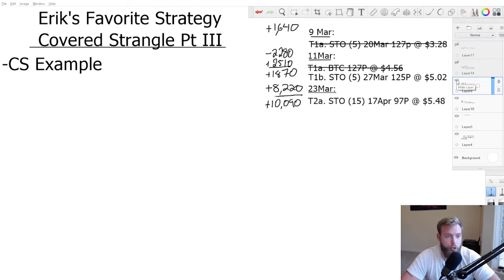So fast forward to the 23rd of March, and I didn't do anything with these 125s. I'm just kind of sitting and waiting, but I did offer more. I offered a 15 lot at the 17 April 97 puts. The reason why I offered this exposure is because of the drop, right? You can see that my strike here is 125. And this is really going to be used as an anchor to reduce my basis if I get caught at this 125.